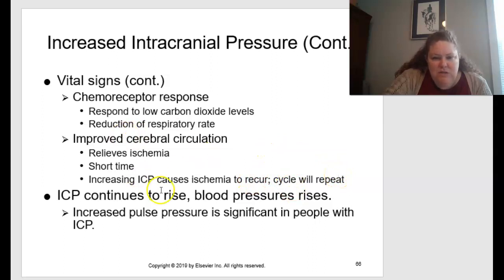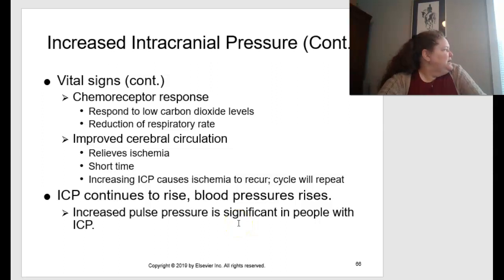If ICP continues to rise, then blood pressure rises, and then this increased pulse pressure is significant in people with ICP. So having studied hydrocephalus for a long time, a lot of times these patients have increased intracranial pressure, and they can just feel everything pulsing, right? And so the blood pressure rises, you can feel the pulsing in your blood, you can feel the pulsing in your head and your eyes and everything. It's incredibly uncomfortable for these patients.